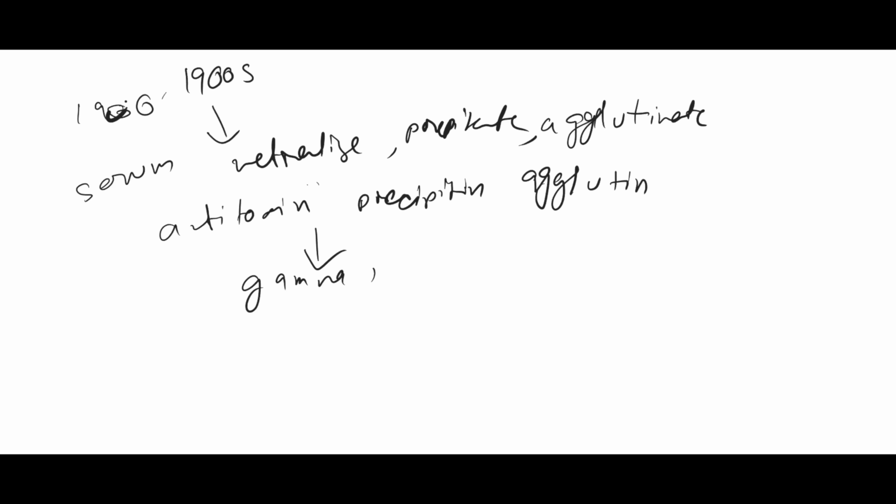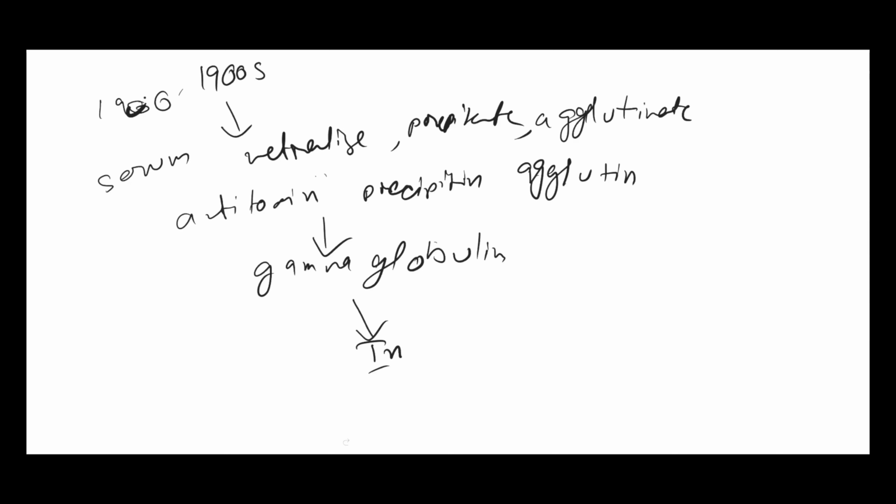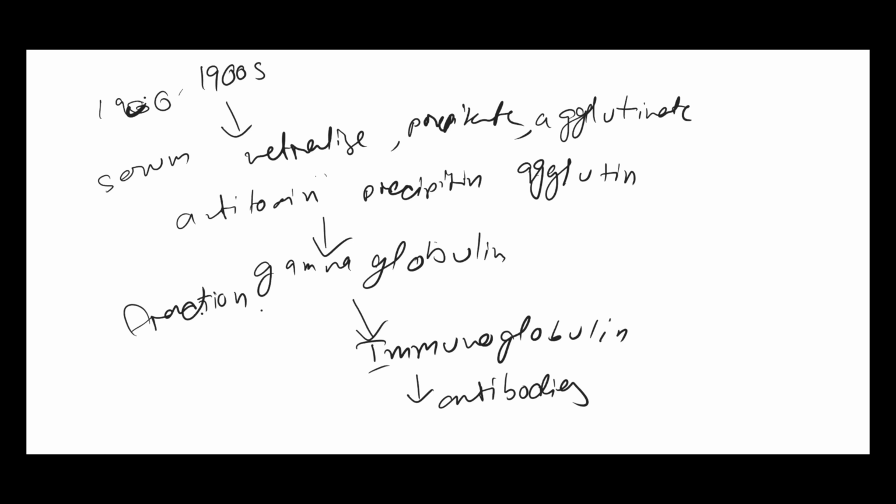They named it gamma globulin. From gamma globulin, it was named immunoglobulin, and now it is referred to as antibodies. They thought this fraction of serum was responsible for all these activities.